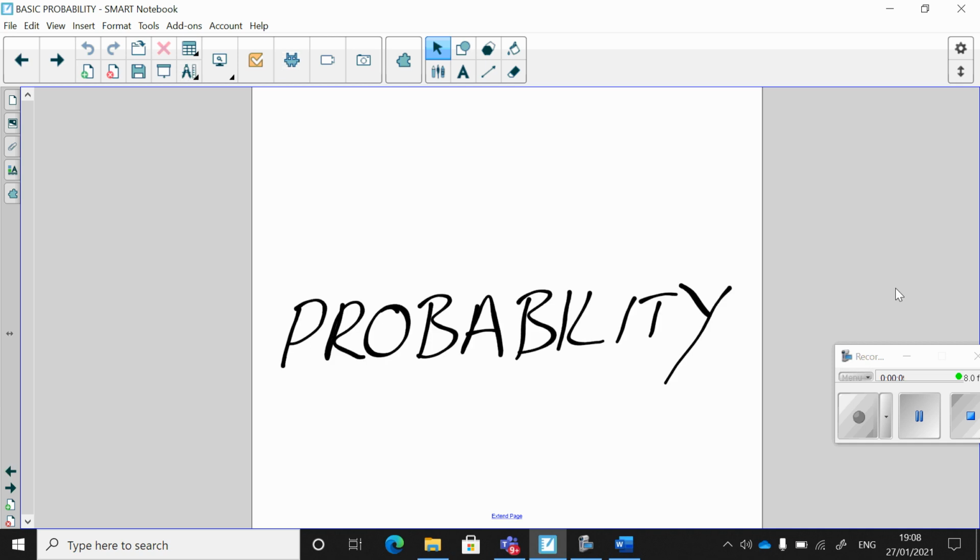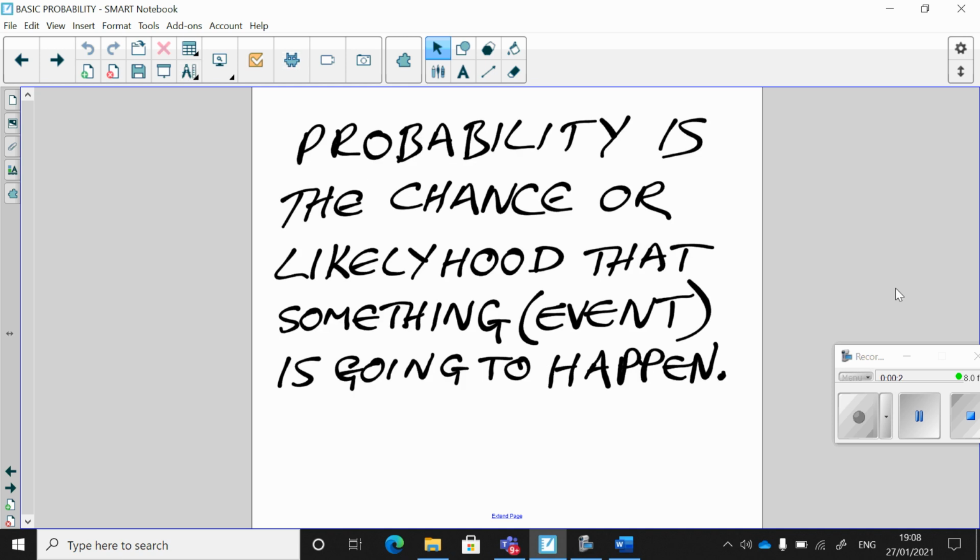So we're just going to look at this little topic called probability, but better for you, it's actually called basic probability. Like they're saying here, probability is a chance that something is going to happen. Probability is really a prediction. We're not saying it's going to happen, it might happen. It's just based on other evidence that we might have.